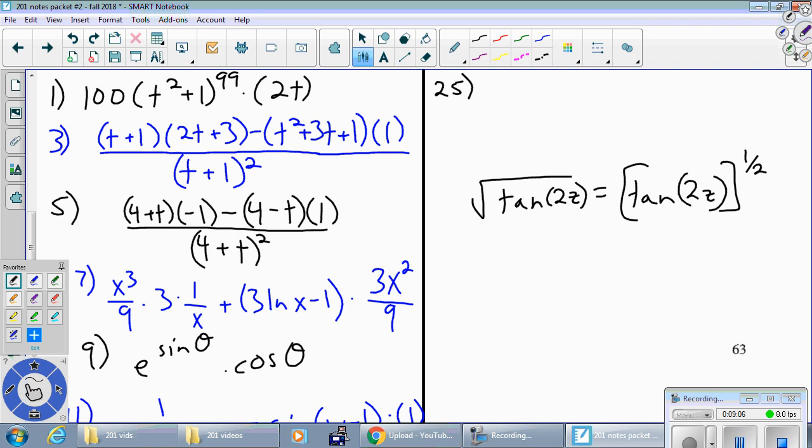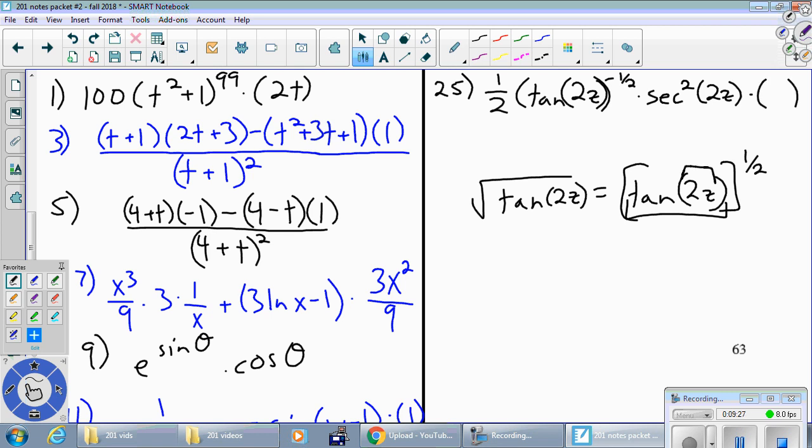So I see stuff to the half comes down, copy the stuff, subtract 1 from the power, times the derivative of the stuff. Now we're doing the derivative of tan 2z. Tan 2z is tan of stuff. Tan of stuff becomes secant squared of stuff. And then times the derivative of the stuff, where the stuff is now 2z. Derivative of 2z is 2.